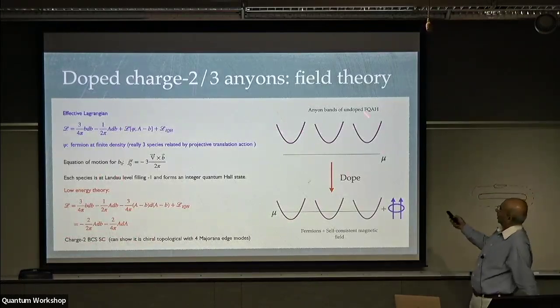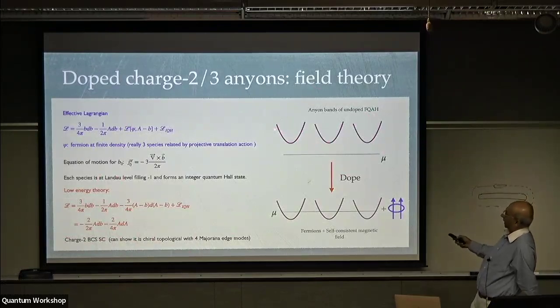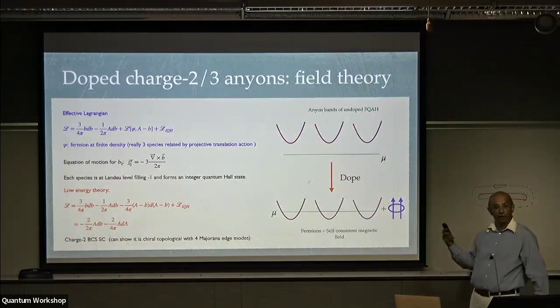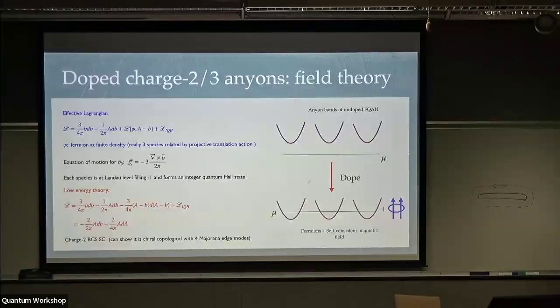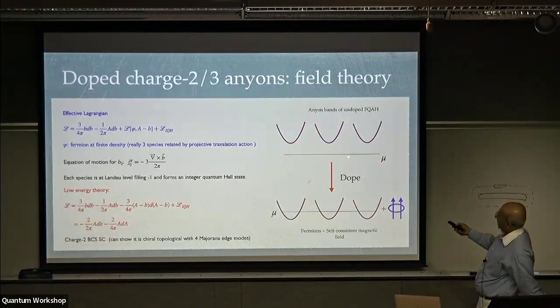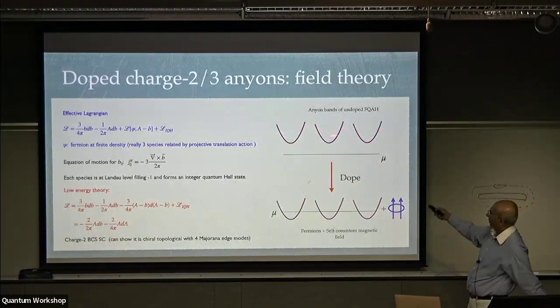So we start in the undoped fractional quantum anomalous Hall state. There are 3 species of anyons because of the projective action of translations, right? And near the bottom of their band, these 3 species form 3 degenerate quadratically dispersing bands, which are above the chemical potential, right? So they are gapped objects. And now when we dope, we move the chemical potential, like in an ordinary process of doping a semiconductor, we move it to the middle of the band.